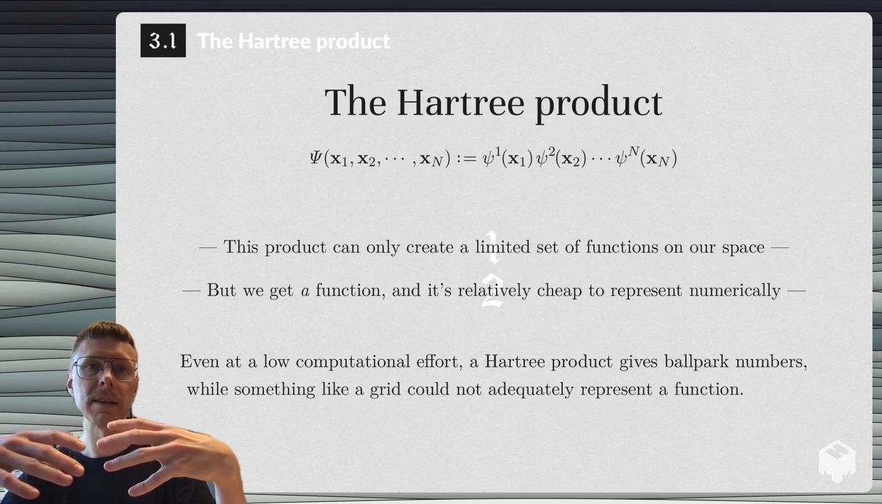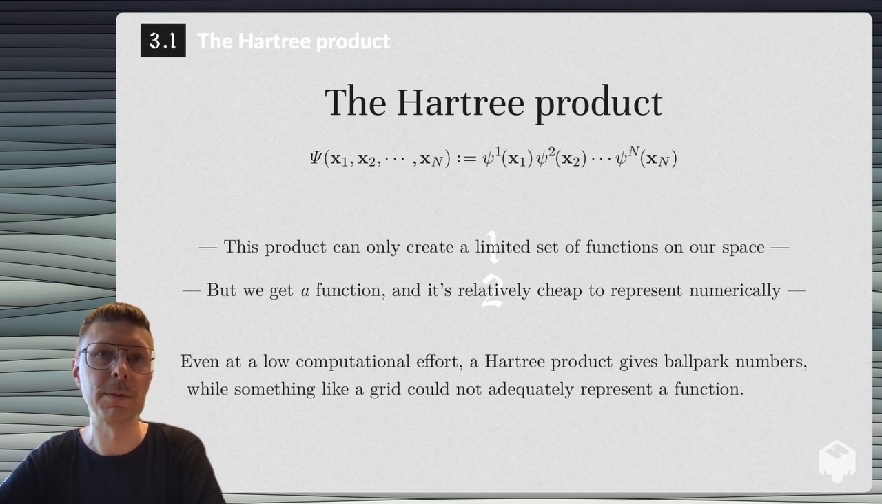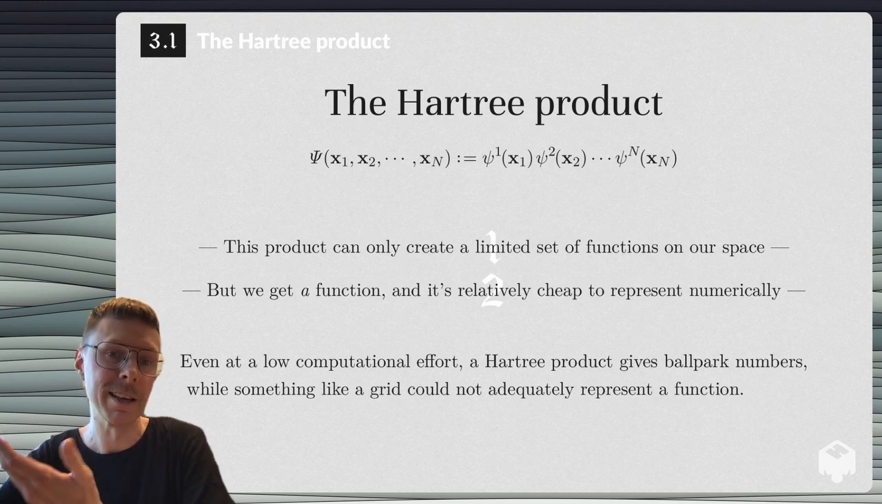So the point is that even at a low computational effort, a Hartree product can give you some ballpark number. While if you try something like setting up a grid on these degrees of freedom, that cannot accurately represent a function sometimes for the same effort. Because maybe, just as an example, you get 2 grid points in each degree of freedom for the same numerical effort or something like that, in which case it's not even possible to represent a function.